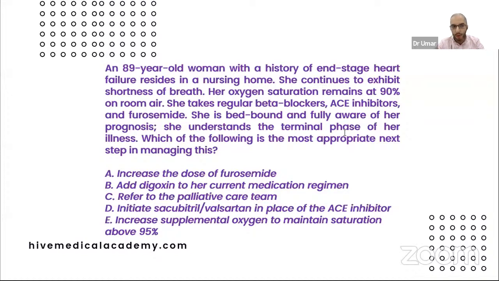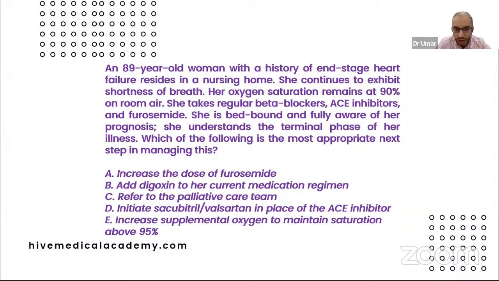We can also see from the scenario that she's saturating at 90% on room air. This might seem a little low initially, but we'll discuss that in a second. She's on beta blockers, ACE inhibitors, furosemide, quite a few medications. She's bedbound as well. And again, the question is asking, what is the most appropriate next step in managing this?